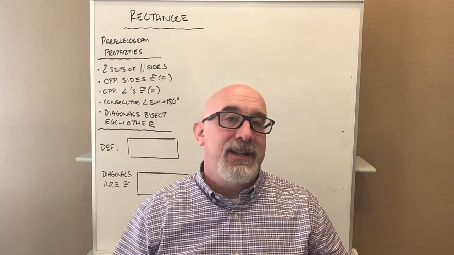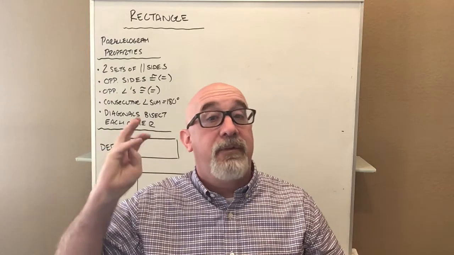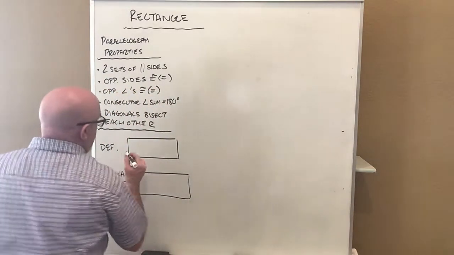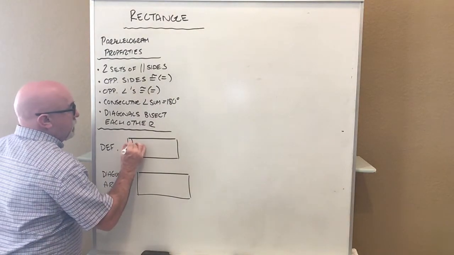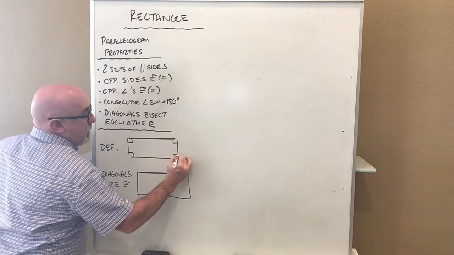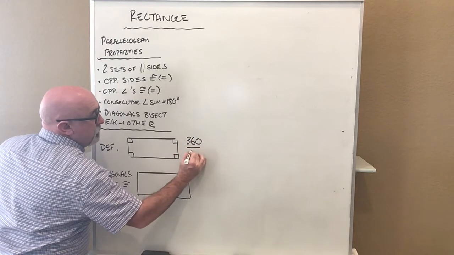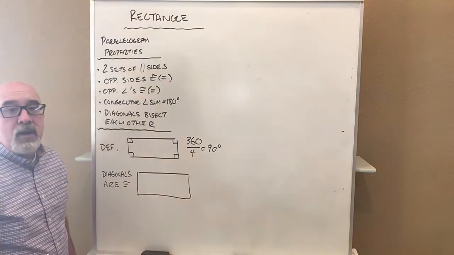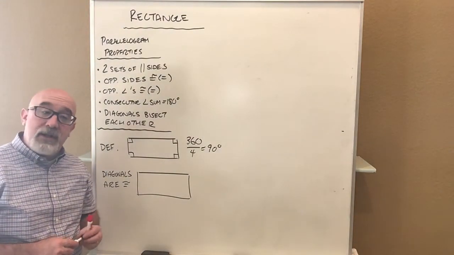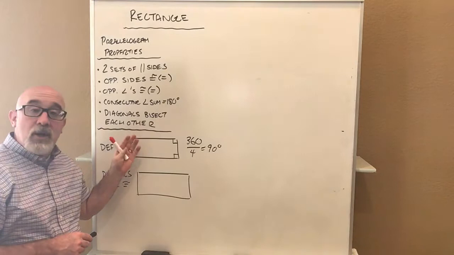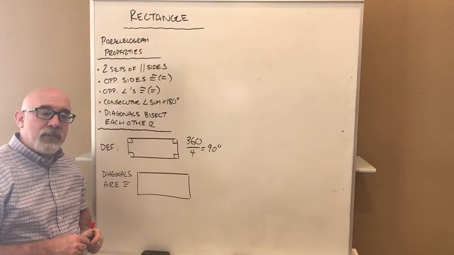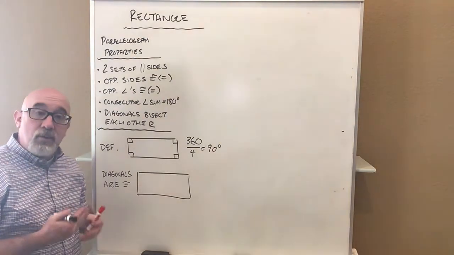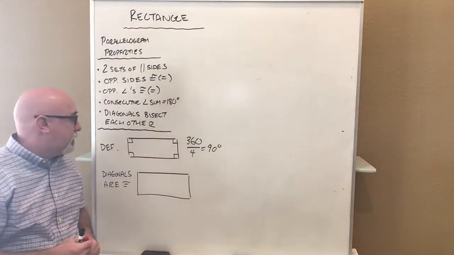Its definition is a parallelogram with four congruent angles. Now ultimately what that means is four congruent angles means they are all 90 degrees each, because in a quadrilateral you get 90 in each of those spots. So this becomes our definition: it's a parallelogram with four equal angles. Now that brings about a number of cool relationships inside, which we'll talk about.